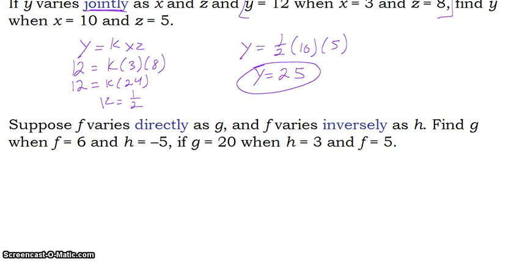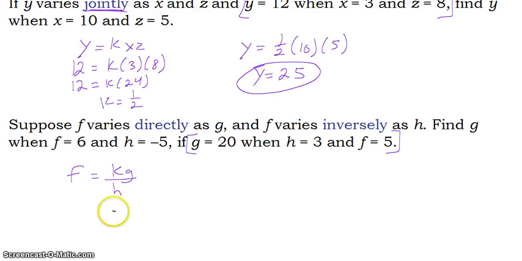Once you have your equation set up based on what they're trying to get you to look at, it's fairly smooth from there. Here I have f varying directly as g, so f varies directly as g, but also inversely as h. So anything that we're varying inversely with, I know that's going to be in the denominator. Find g when f equals 6 and h equals negative 5. That's not the piece where I have all of my variables defined, but this one is, so I'm going to use that to find my k.